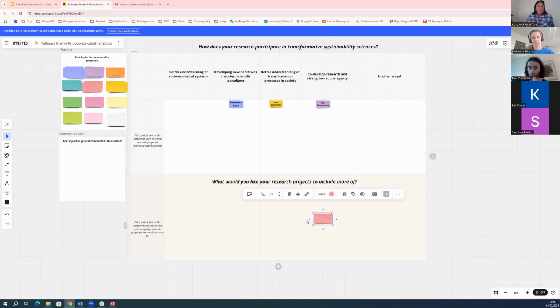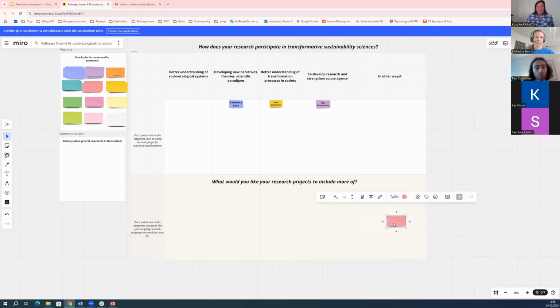And what I wanted to say earlier was that, lastly, if you think there are any other ways of doing transformative research, or you don't agree with the presented categories, you can put a post-it in the others section of this answer board, and we'll be able to discuss it in the breakout rooms during the discussion part of this forum.